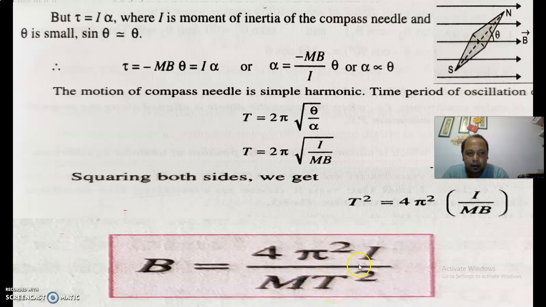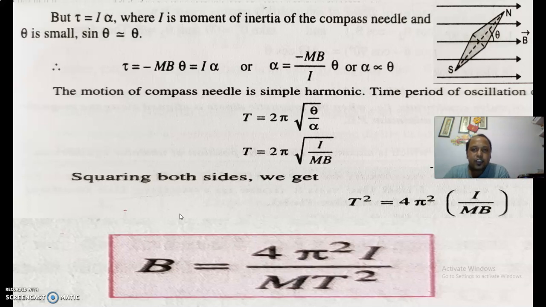That means when you place a magnetic needle, you need to calculate the moment of inertia of the needle, the magnetic dipole moment and the time period. Then you can calculate the value of the magnetic field in that region. So I hope this is very clear to you.